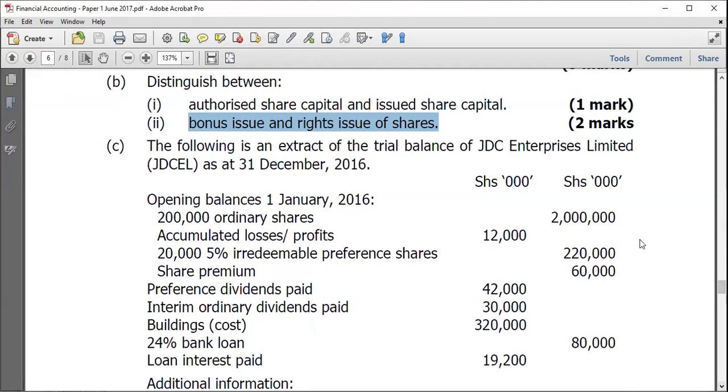So part C of this question was saying that the following extract is of a trial balance of JDC Enterprise Limited, which is JDCL as at 31st December 2016. So we have opening balances, we have share capital, we have accumulated losses or profits, then we have redeemable shares, then we have share premium.